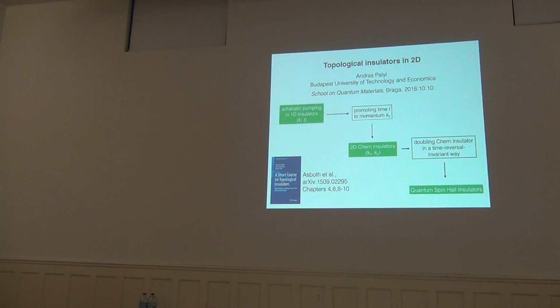And then the last step, I guess I won't have too much time for that, would be to take Chern insulators, or two-dimensional topological time-reversal-symmetry-broken insulators, and, let's say, take two of them, double them in a time-reversal invariant way, and this construction procedure would give you quantum spin Hall insulators. So that would be the end of the talk. And again, I'm following the lecture notes. This second lecture is based on these chapters in the book.